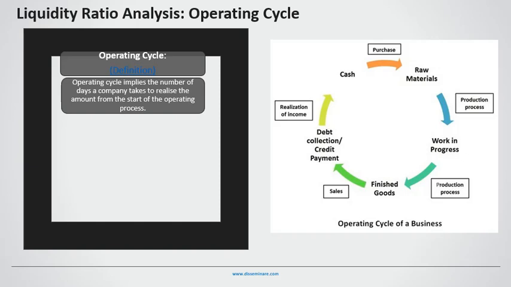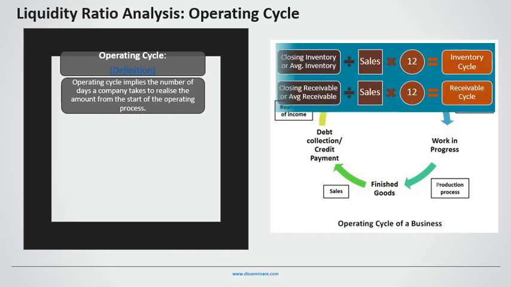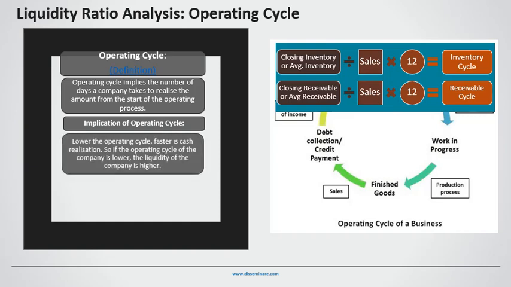Operating cycle implies the number of days a company takes to realize the cash from the start of the operating process. Operating cycle is calculated as the sum of the inventory cycle and the receivables cycle, as calculated and shown in the exhibit. The implication of operating cycle is, lower the operating cycle, faster is cash realization. So, if the operating cycle of the company is lower, the liquidity of the company is higher.